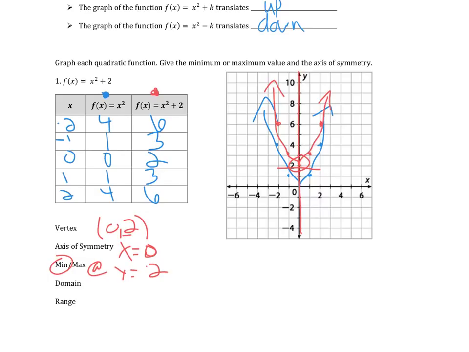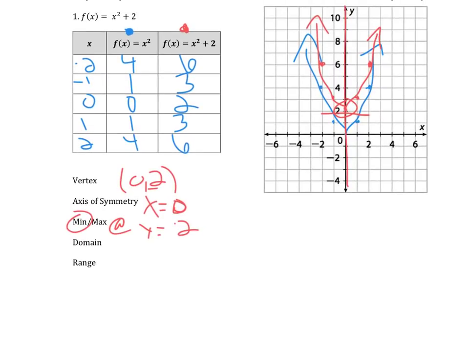Our domain, nothing's changed on that. We're still -infinity to +infinity. Our range now, as we look at this, we start down here at our -infinity, nothing, nothing, nothing, until we hit +2. Don't forget your close bracket, and then our graph continues to increase all the way up to +infinity.